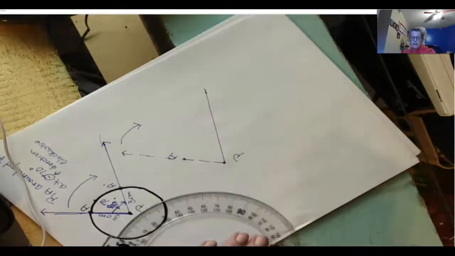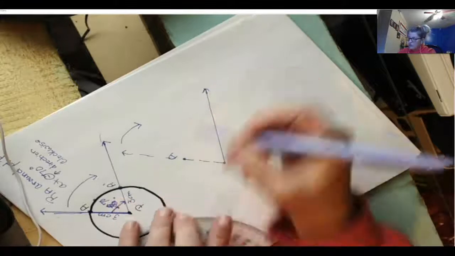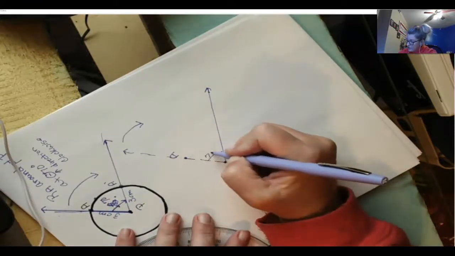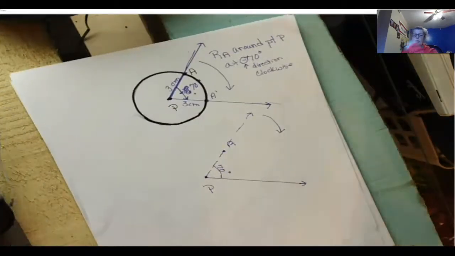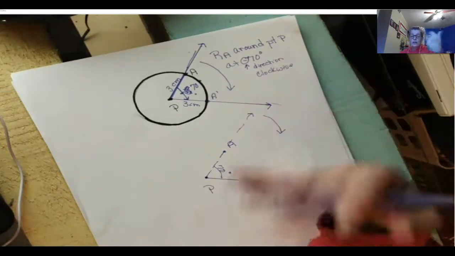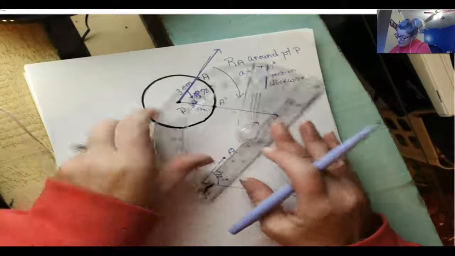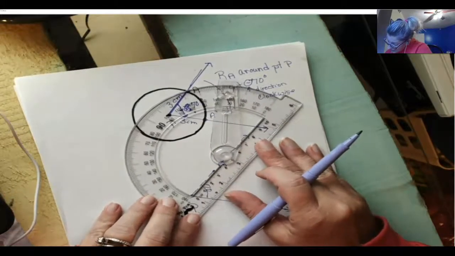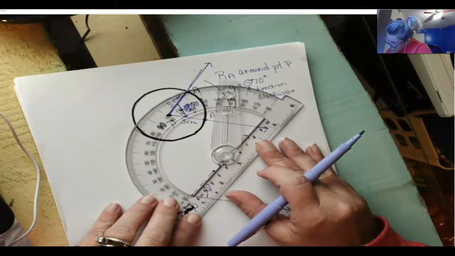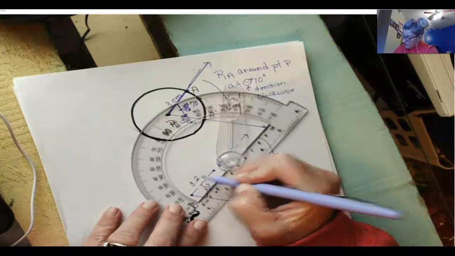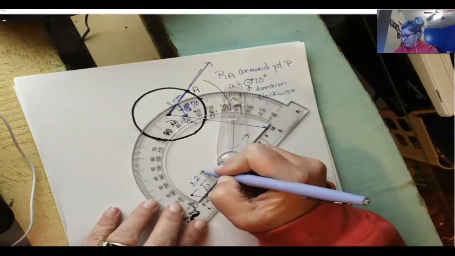There's my 70-degree angle, just like I did up here. So I now have 70 degrees, just like I did before. But I need to know my distance. I don't have a circle to look at, so I need to measure my distance. For me, I happen to get 3 2/10 here. So that's 3 2/10 centimeters.